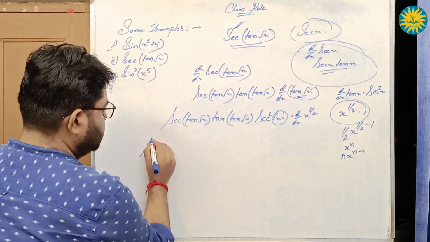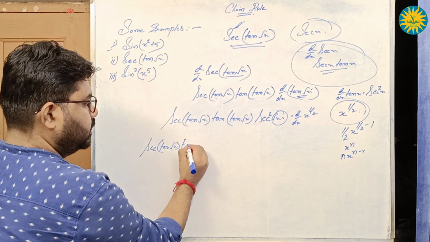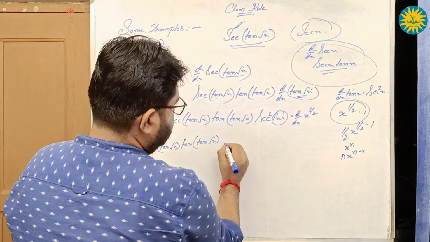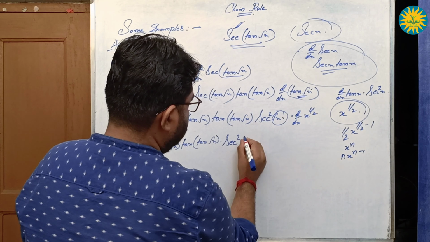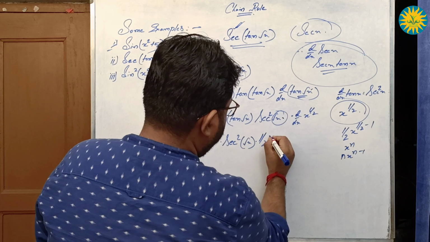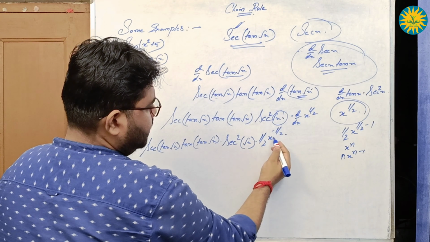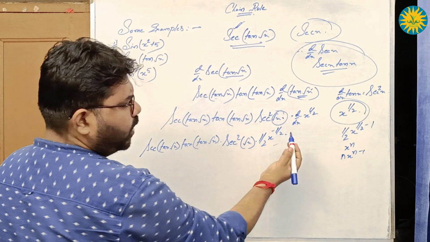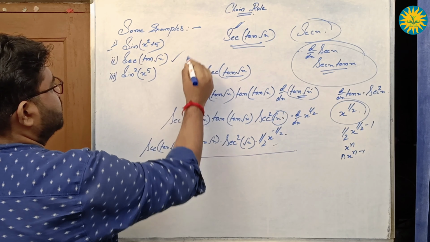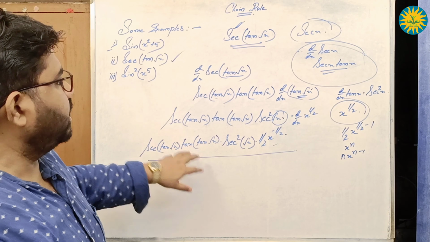And therefore, we can write sec of tan root x into tan of tan root x into sec square root x into half x to the power minus half. So we can again write minus half means that is 1 by root over x. So this is the differentiation of sec of tan root x. Just pause the video and note it down.